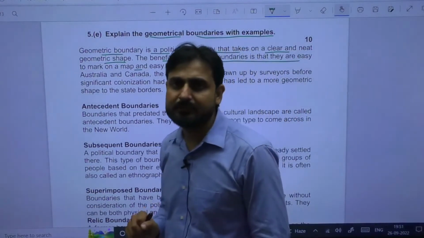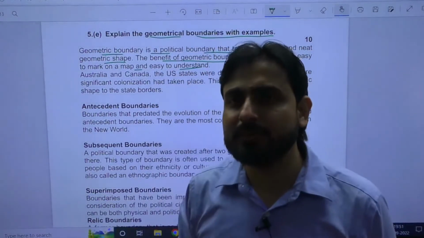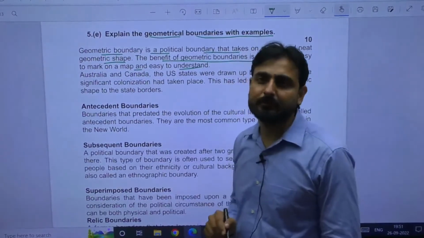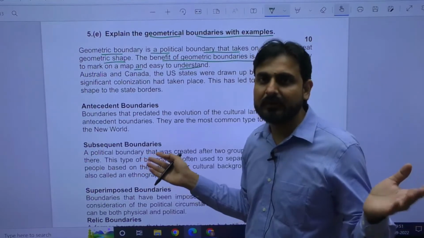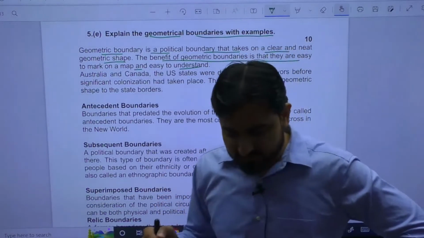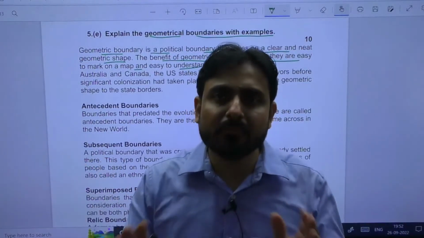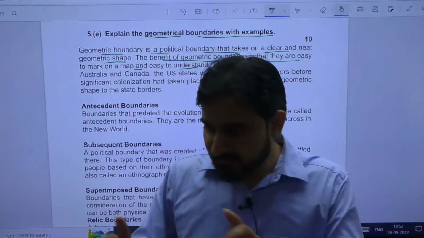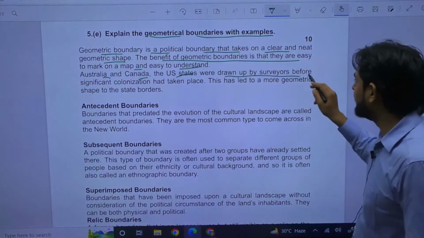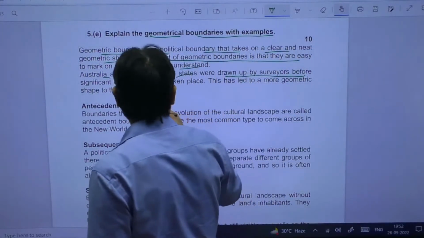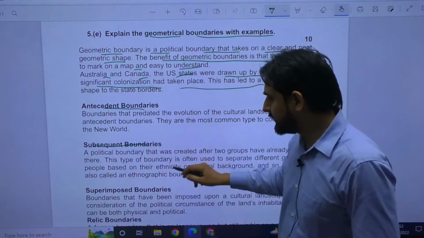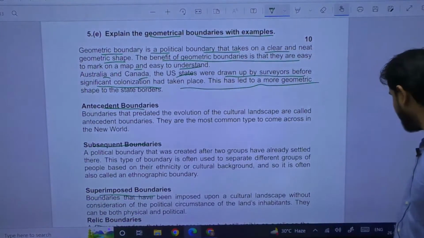But we do not have a very long practice of demarcation of boundaries. We learned it from the Britishers. That's why we have a lot of disputes over the boundaries, because earlier we used to have a habit of open borders. That's why Western countries and some African countries have very good, well-defined boundaries. Even the USA has a very rectangular pattern of geographical boundaries of the states. Australia, Canada and the US were drawn up by surveyors before significant colonization had taken place. So you can define different kinds of boundaries: antecedent, subsequent, superimposed, relic boundaries.